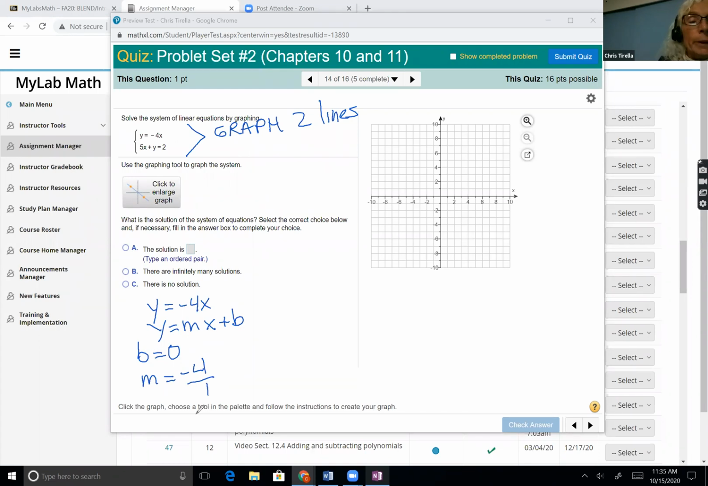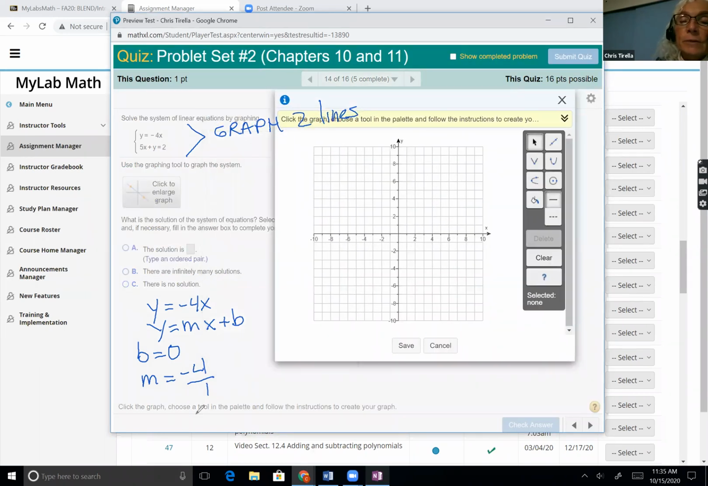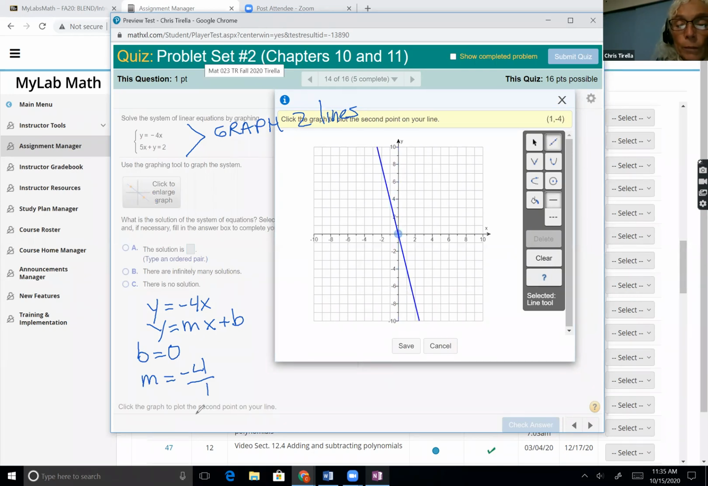So I'm going to make this a little bit bigger. I have to apologize, I'm struggling because I keep forgetting that I have to turn my finger back into a mouse before I do any of this. So I need my line tool. I'm going to begin at 0. And because my slope is negative 4, I'm going to go down 4 over 1. And there's my first line.